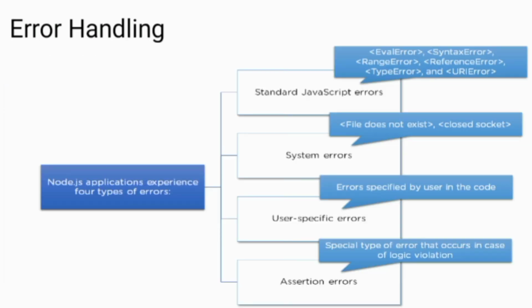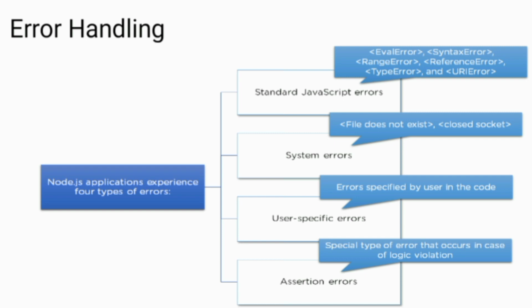The next part is error handling. Node.js applications experience 4 types of errors. They are standard JavaScript errors, system errors, user-specified errors, and assertion errors. Errors in Node.js are handled through exceptions.